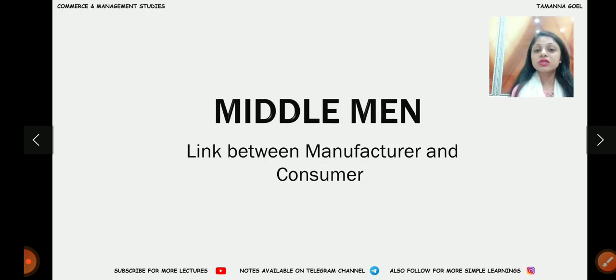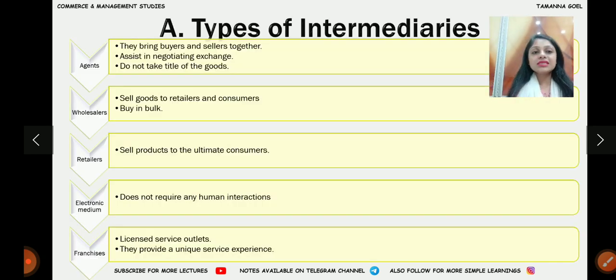The connection between these two is what we call an intermediary or middleman. A middleman can be a computer also. A middleman can be an online software also. A middleman can be a person also. Middleman can be anything. So it is generally a link between the manufacturer and the consumer. Now these are the types of intermediaries or middlemen. I have already explained this in the previous lecture, but I have kept it again so that you know we are connected with the topic.